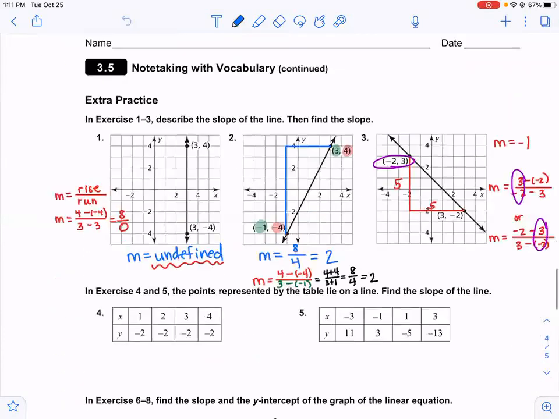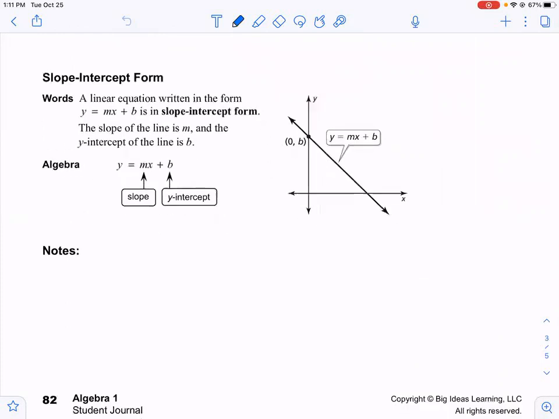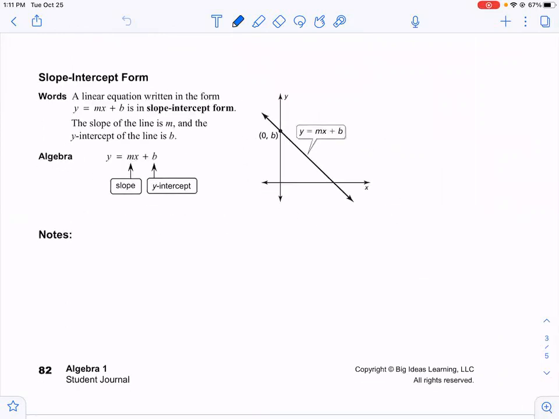So we're going to talk about slope-intercept form. So I want you to go to page 82. Page 82.